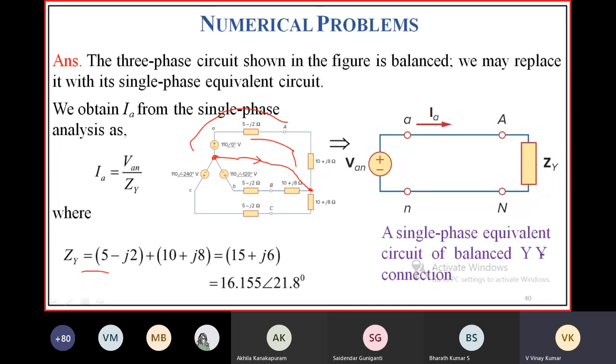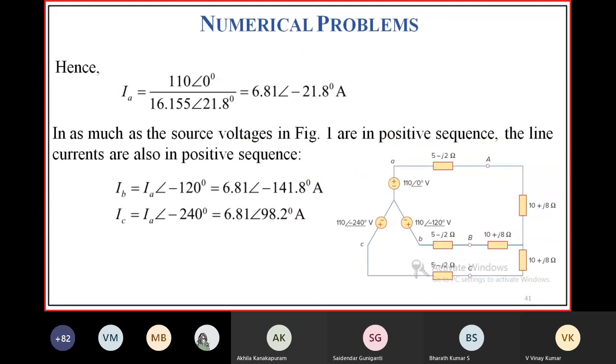Then there is no potential between the 2 points, so there is no current. This potential is equal to this potential. Then the voltage between these 2 points is equal to the voltage at this point with respect to this point. Means the voltage across this Z_Y is equal to the applied voltage, that is 110 at an angle 0 degrees. So from this we can find I_A is equal to 110 at an angle 0 degrees by 16.155 at an angle 21.8, okay, we'll get this, right?